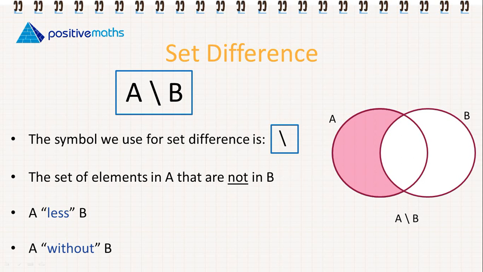So if we look over at the diagram on the right, we have the set A and the set B. The shaded area highlights A without B, or A less B. So if we think of it, it's all of the elements that are in A, but excluding any that are also in B.